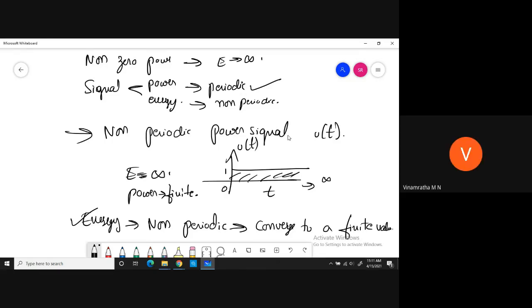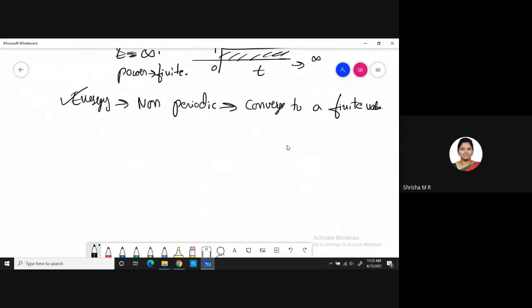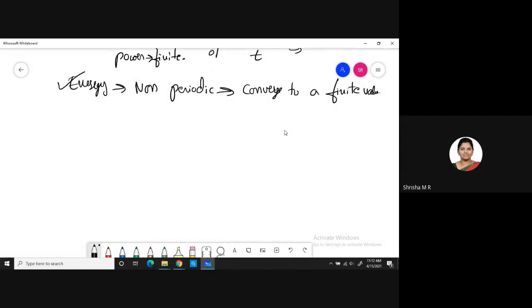Yes, ma'am. So we'll continue the problems. You try solving this problem. We'll verify the answers in our next class. I have some more problems on energy and power signals. You try this as a homework problem. I'll solve it in tomorrow's class. X of n is equal to 2 power n into u of minus n.